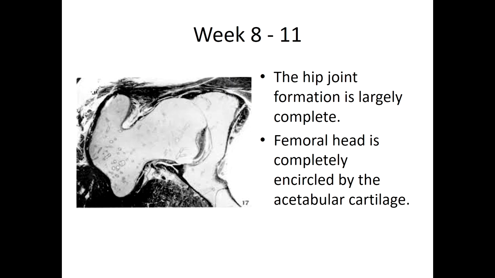By week 8 to 11, the hip joint formation is largely complete, and the femoral head is completely encircled by the acetabular cartilage. So if there is any insult between week 4 to 8, that is when most of the congenital birth defects occur, like PFFD or radial clubhands and fibular hemimelias and so on. So you can roughly even find which week or day of that initial part of the limb bud formation, whatever trigger happened to produce that kind of defect.